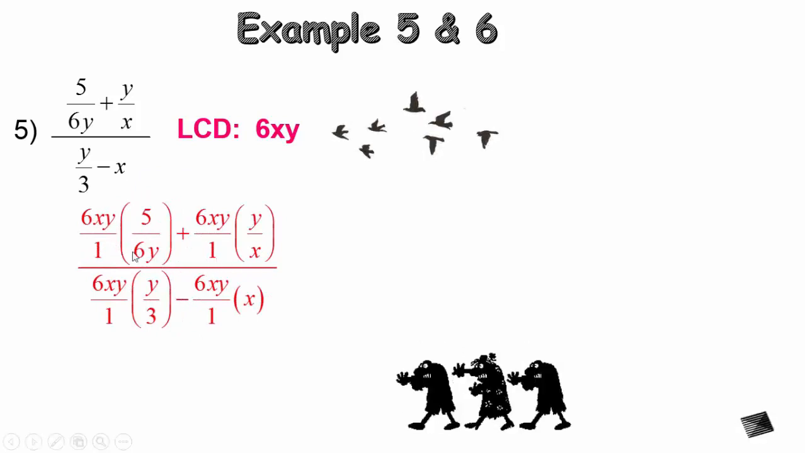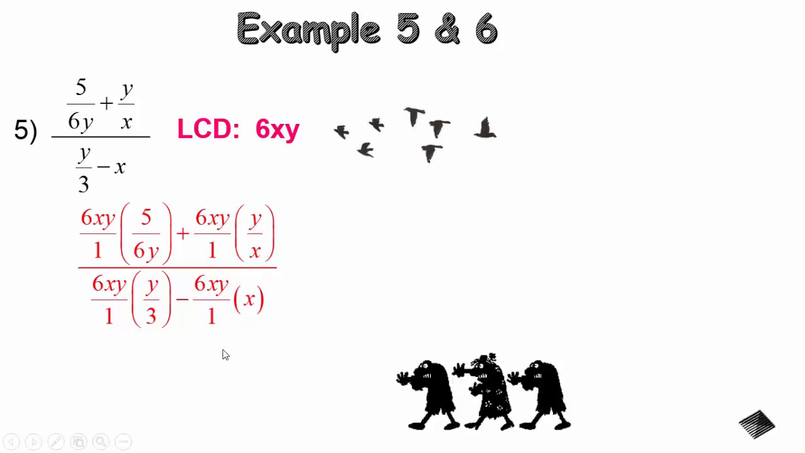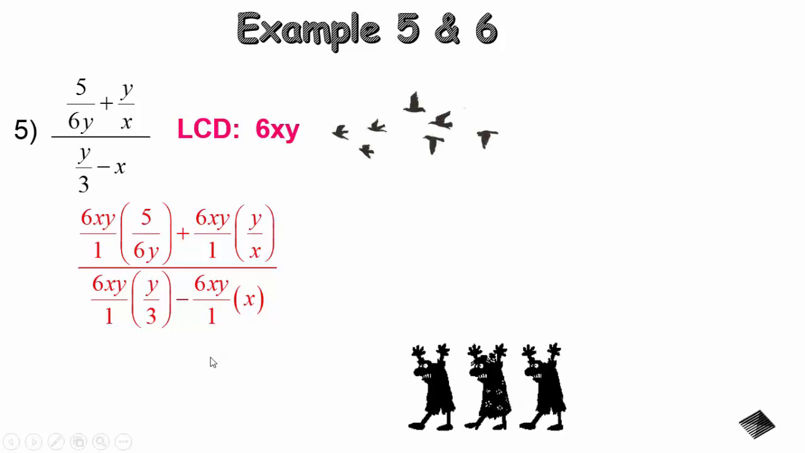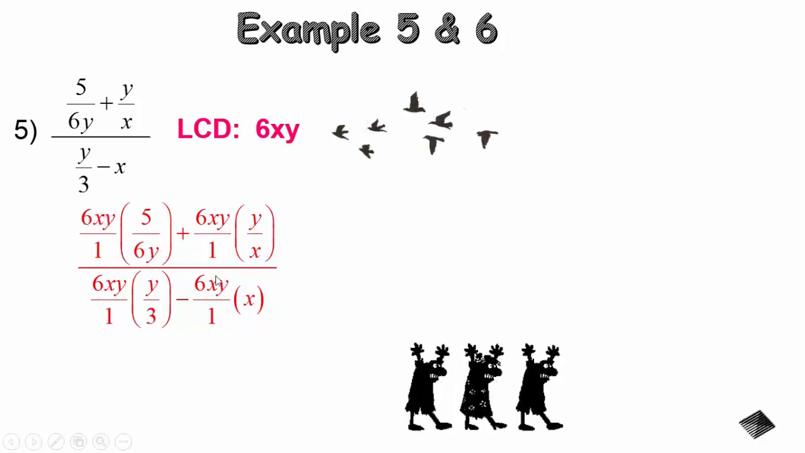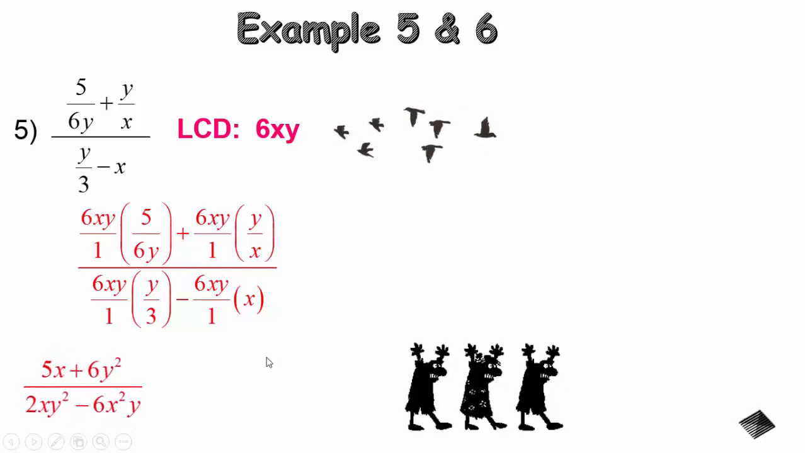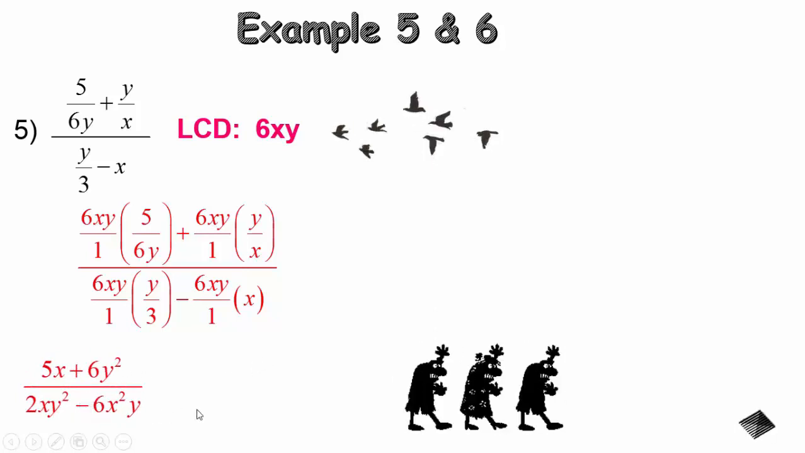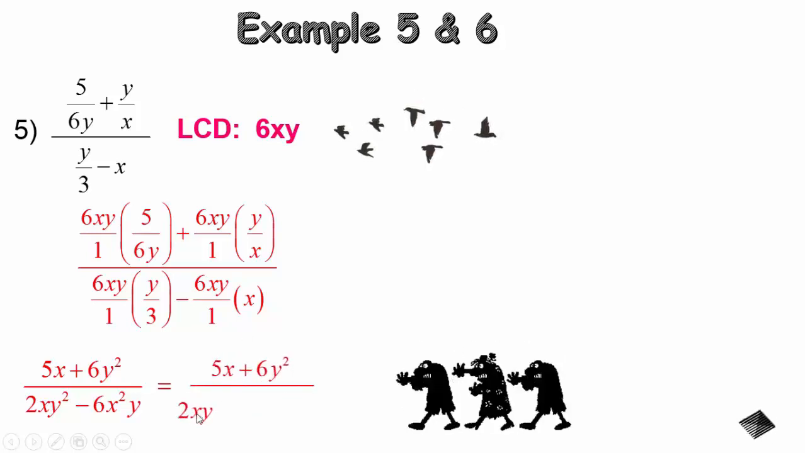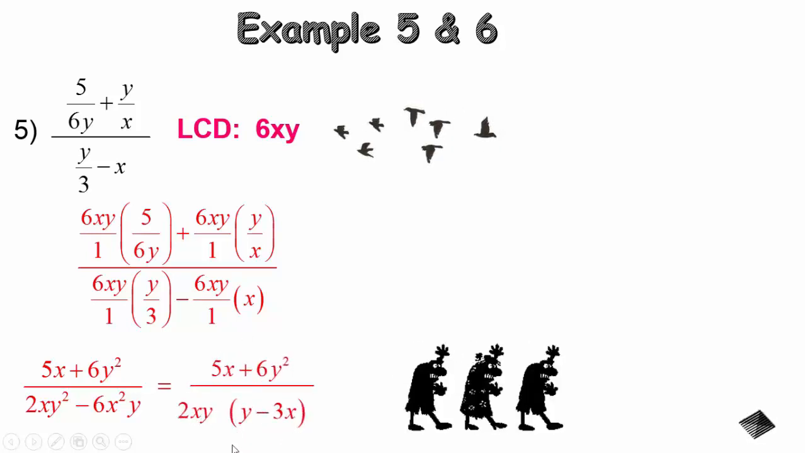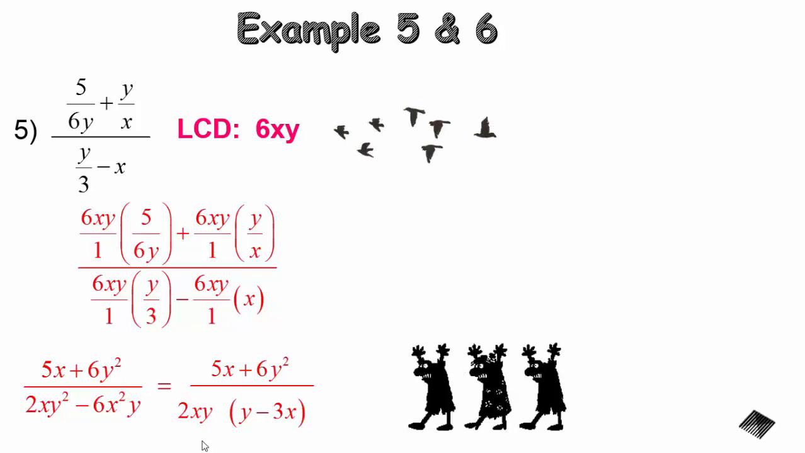And so I do: 6xy over 1, 6xy over 1, 6xy over 1, and then proceed to simplify that. 3 goes into 6 2 times, the 6y's I cancel out here, and then I cancel out the x here till I finally get this. Then I see if I could simplify that any further, and it turns out that even factoring doesn't help me that much because I cannot really simplify that any further.